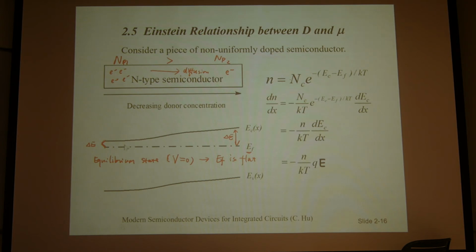And then, if EF is flat, we know the distance from EF to the EC will be determined by the doping density. To the left hand side, higher doping density, smaller distance here. And to the right hand side, smaller doping, so larger distance here. That means the EC will have some slope like this.